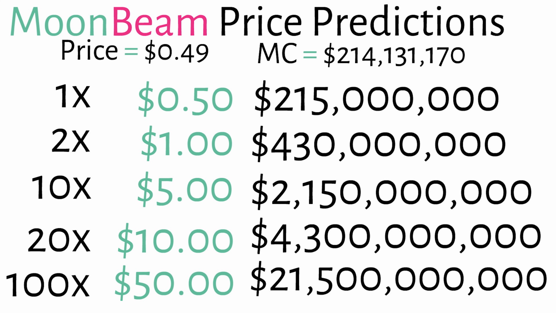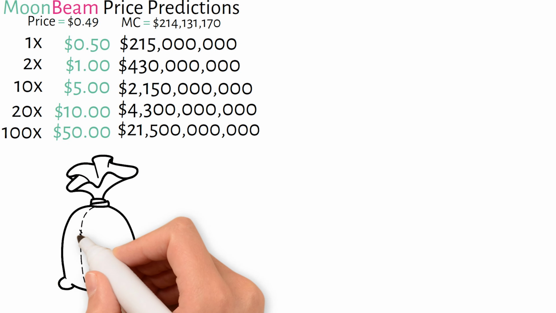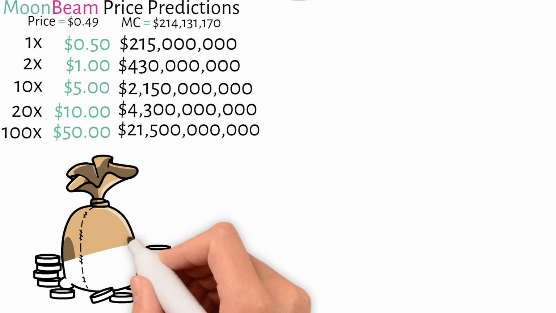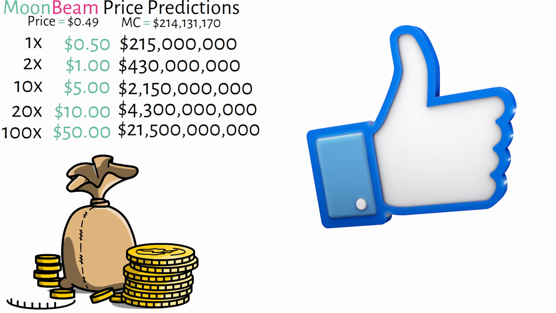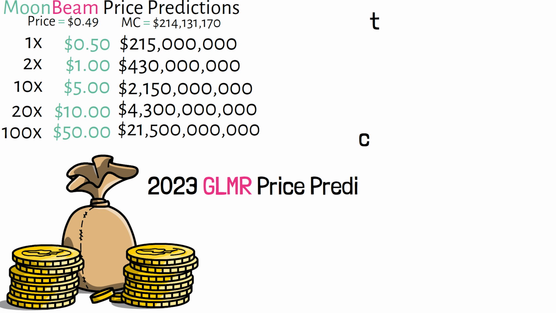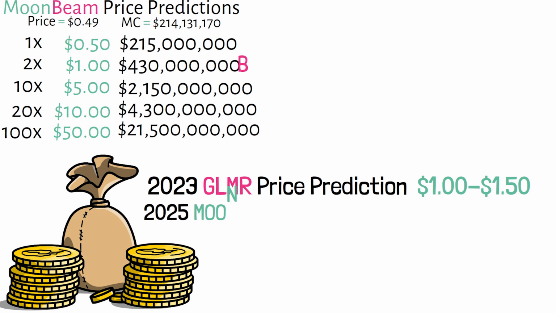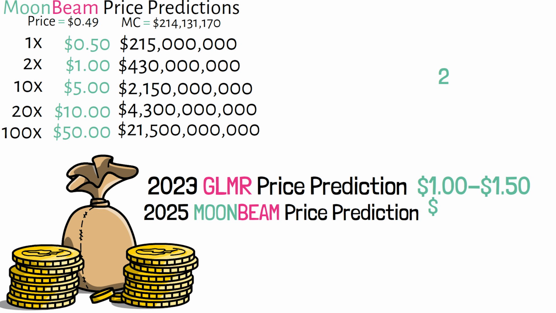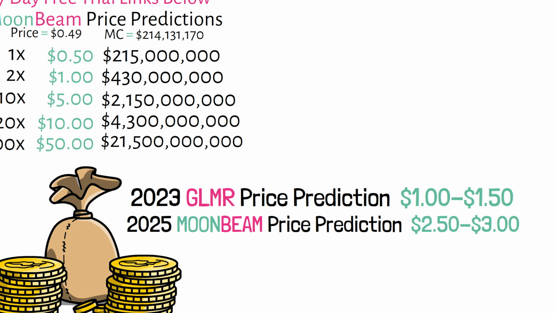With the insane amount of tokens that are going to be given out to VCs and investors in all those 14 categories over the next year, my best 2023 GLMR price predictions would be $1 to $1.50. My 2025 Moonbeam GLMR price predictions would be around $2.50 to $3 tops.